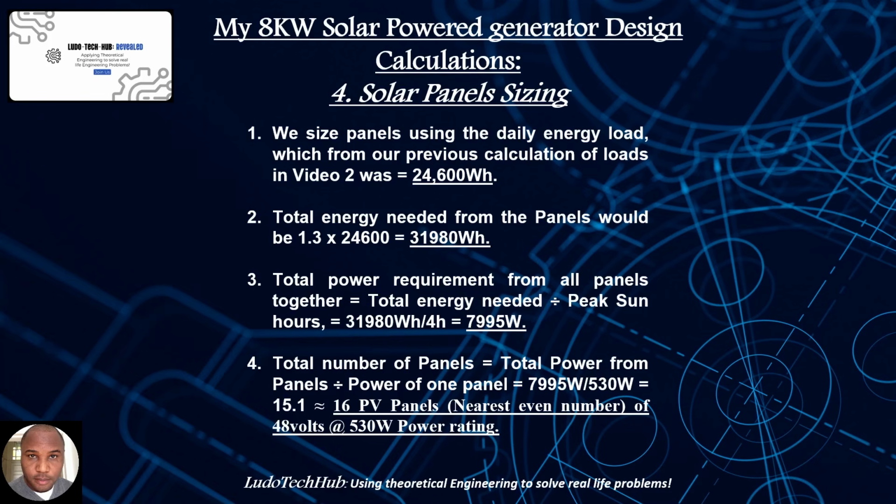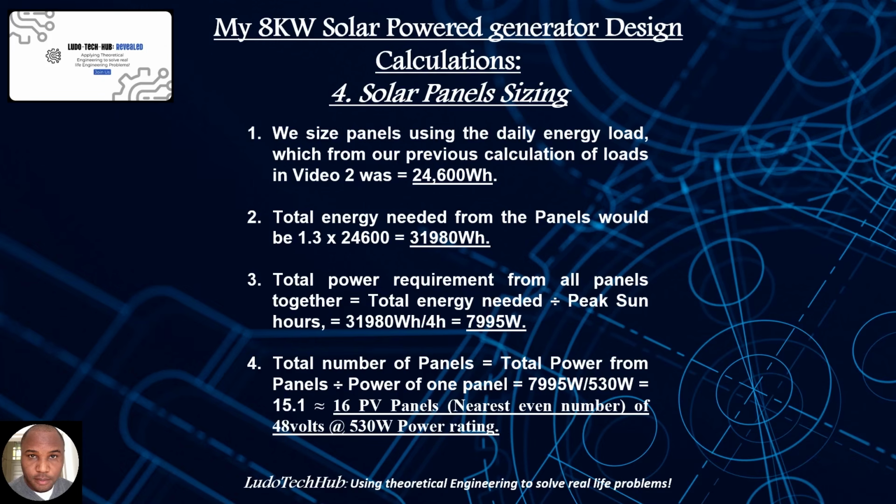So 31,980 watt-hours divided by 4 hours, and we got 7,995 watts as the total energy that we require from our panels. Now, what we need to do is find out the total power that we require. This is the total power that we need from our panel.